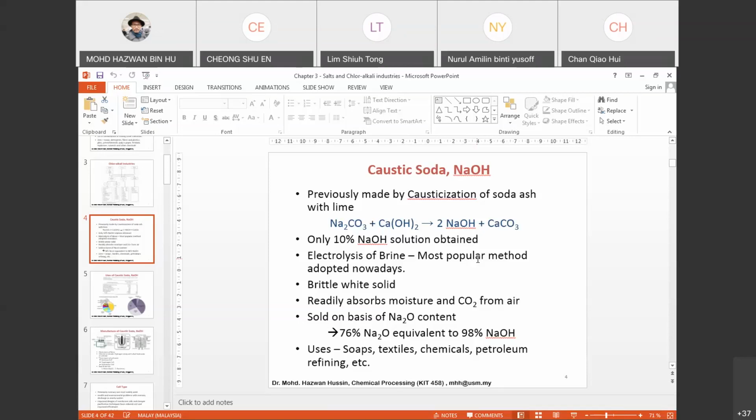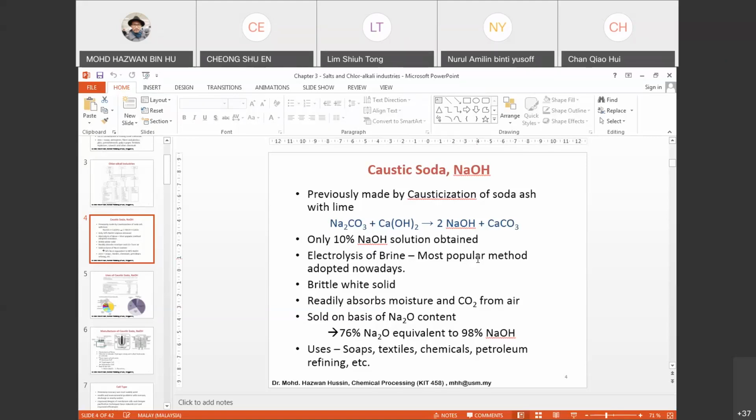Caustic soda normally appears as brittle white solids, and it is hygroscopic. Hygroscopic means that it can absorb moisture or water easily. So imagine that if you take out a few sodium hydroxide pellets and put them outside, you will see them become wet. It's not that it has melted, but it absorbs water, because as I said, it is hygroscopic. And when water has been absorbed, it will dissolve the material, and then you will see that it becomes liquid.